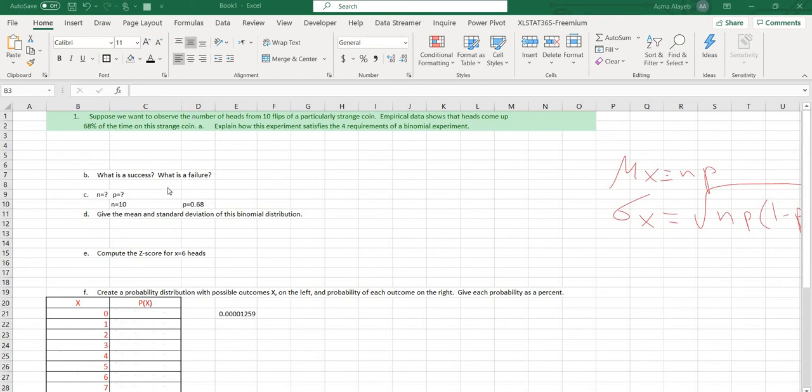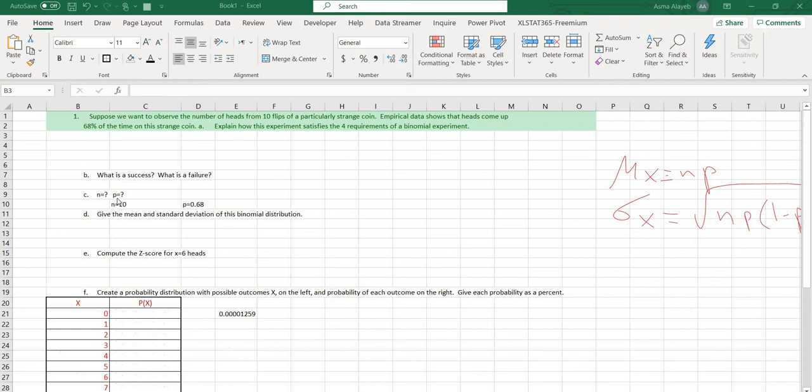The question says here, what is success in this experiment and what is failure? By reading this, suppose we want to observe the number of heads. So that is success, the number of heads that we see. If we get a head, that is a success. What is a failure? Not getting a head, which is tails. Tails is going to be the failure in this experiment.